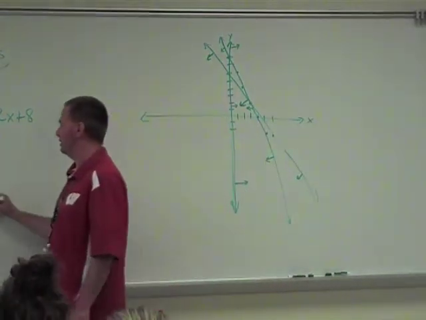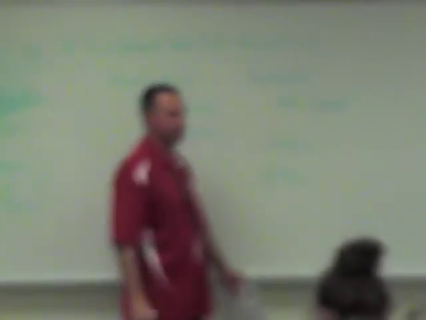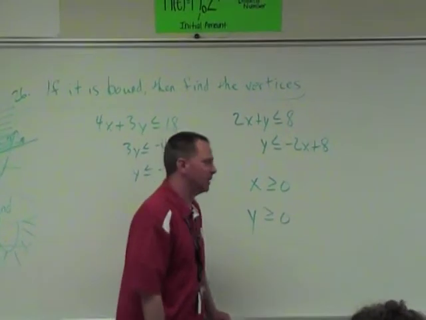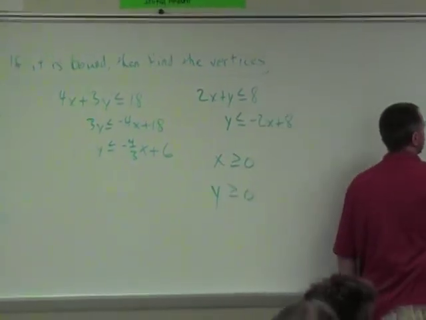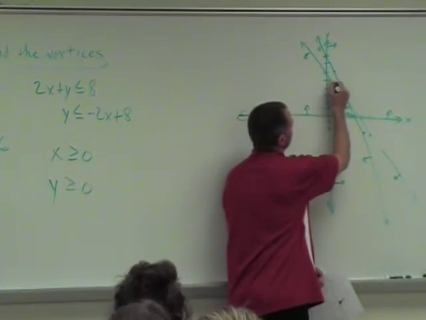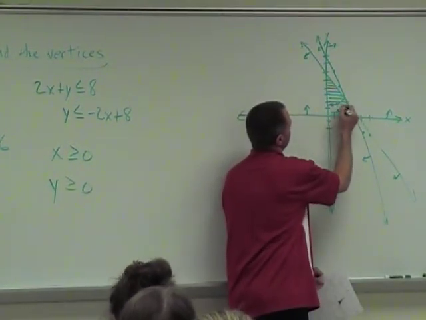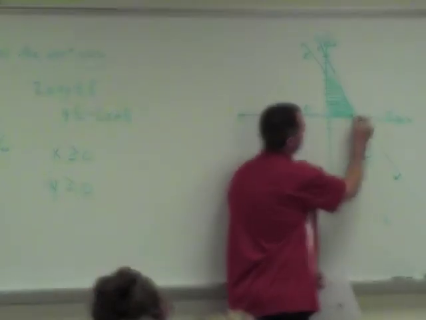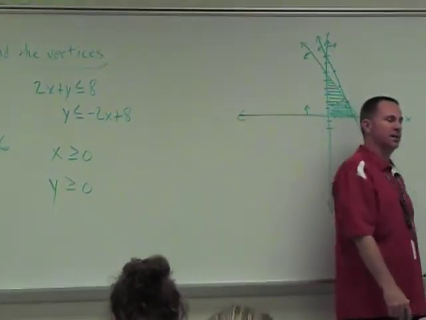Okay, and this inequality. y is greater than or equal to 0. It's horizontal going through 0, so that's the x-axis, and it's shaded above. So where's all the shading at? It's not a triangle. It looks like a triangle, except it comes down right there. So it is bound, therefore you have to find where all the lines meet.